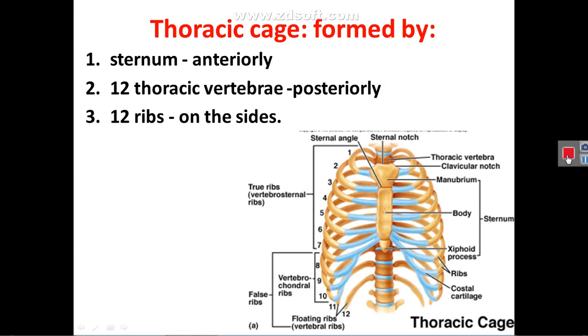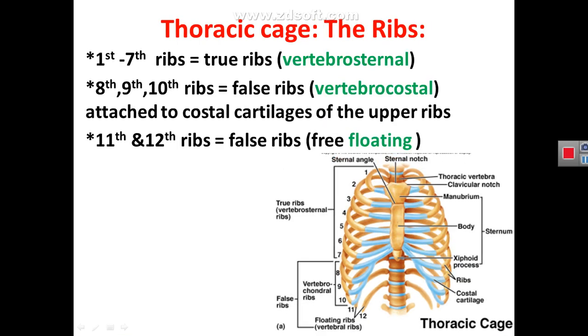As everybody knows, and as it is shown in this figure, the osteology of the thoracic cage is formed anteriorly by the sternum. Posteriorly, the thoracic cage is formed by 12 thoracic vertebrae, and on the sides, by 12 ribs. Therefore, in order to consider the topic of the osteology of the thoracic cage, we must start with describing the features of these parts of the thoracic cage.